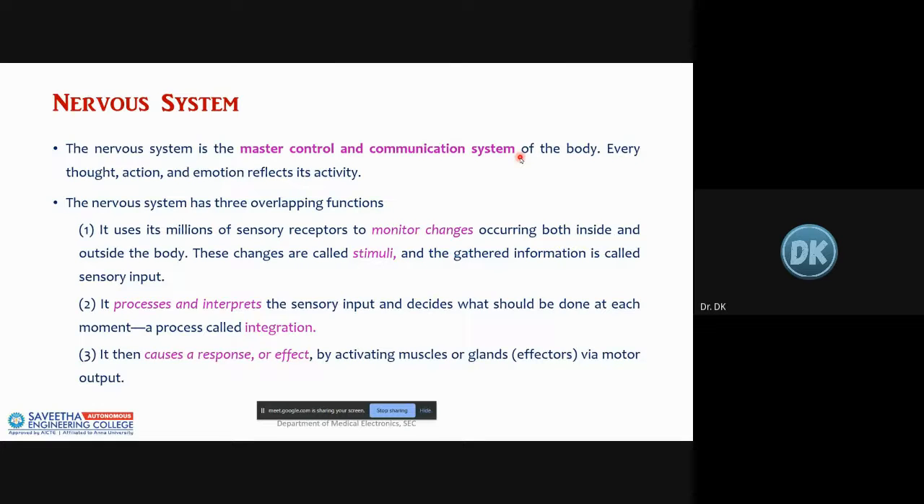So nerves are like the electrical wire connection of our body, right? I have told this already before. So nervous system has 3 main functions.